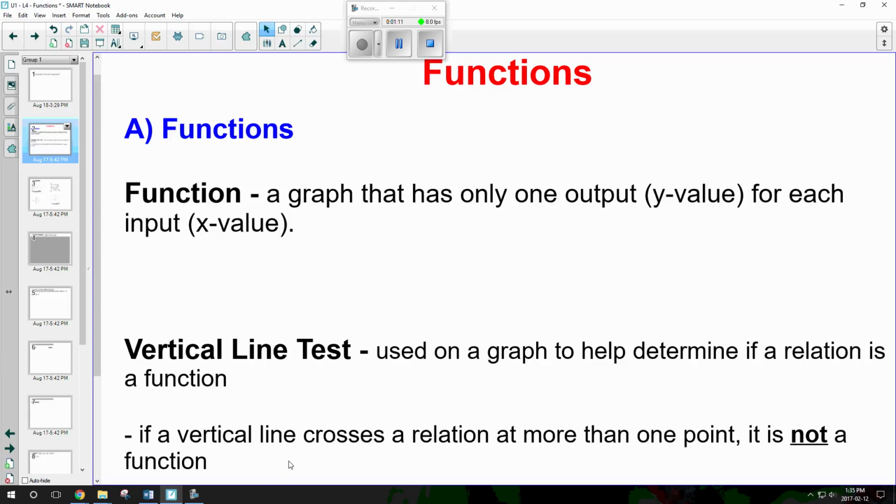So basically we can take a vertical line and run it across our graph, and it can be imaginary in your head, or you can use a ruler or something like that across the graph. If somewhere along the way that line touches our graph at more than one point, then we know that it's not a function. If it only ever touches our graph at one point, then we know that it is a function.